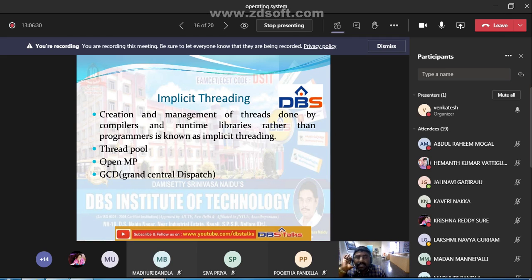Whereas in GCD, Grand Central Dispatch, we maintain three queues: highest priority, medium priority and lowest priority. The threads having highest priority are executed first. The threads having medium priority are executed next. And the threads having lowest priority are executed later, after medium. Okay. So this is regarding implicit threading.